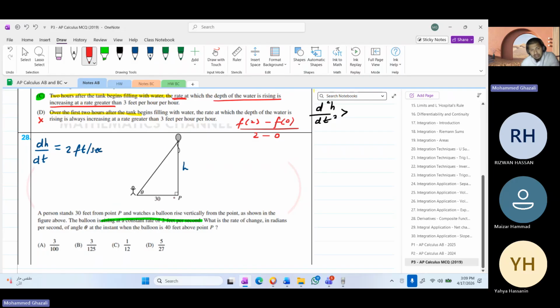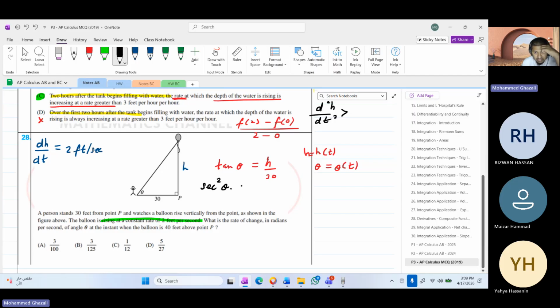So using this triangle, what information can we use? We've got opposite, adjacent, and theta. So tan theta is equal to h over 30. Now remember the height is changing and theta is changing. So height is a function of t, and theta is a function of t. It's implicit. So differentiate tan theta. The derivative of tan is sec squared theta.